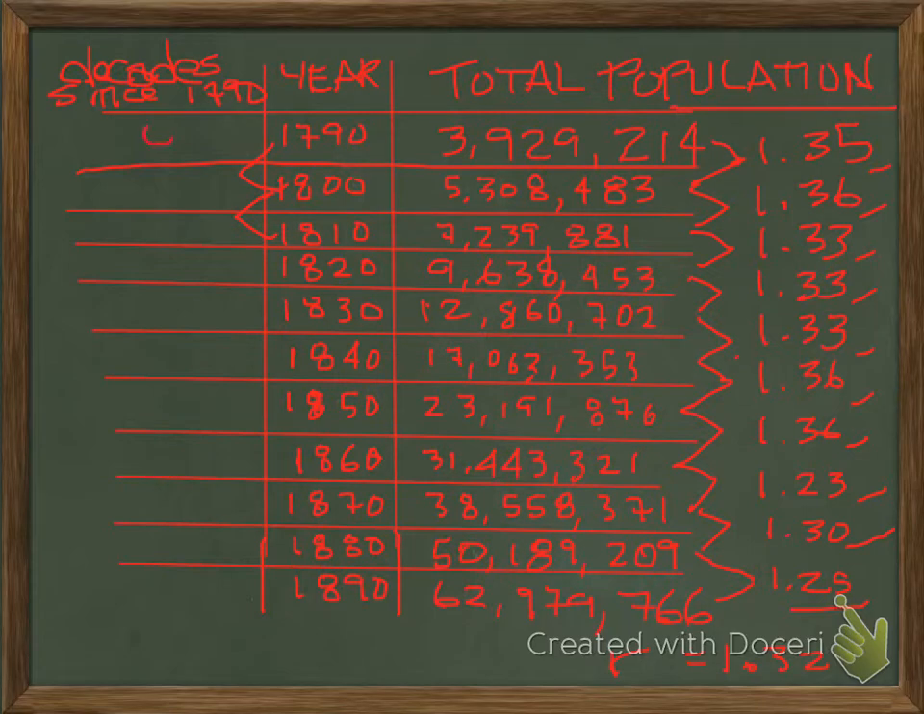Well, hopefully you said 0. And then 1800 would be 1 decade later. 1810 would be 2 decades after 1790. 1820 would be 3 decades since 1790. Hopefully you're seeing the pattern. So let's go and fill that out.